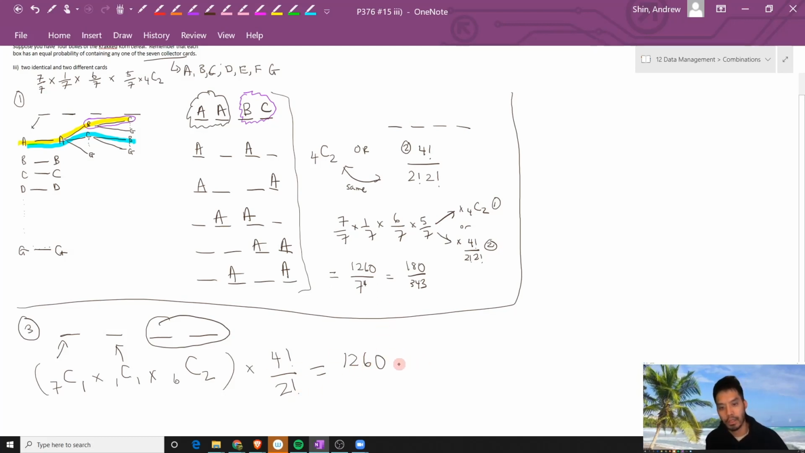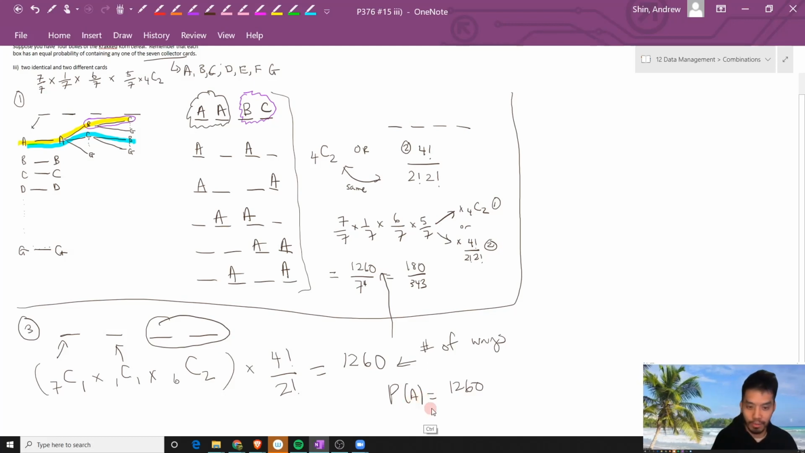Okay, so this is the number of ways, and that's the same thing as that. So again, to calculate the probability, we have to divide 1260. I didn't even do a let statement. Probability of event A, let's call it probability of event C, equals 1260 over 7 to the power of 4, which will be 180 over 343.